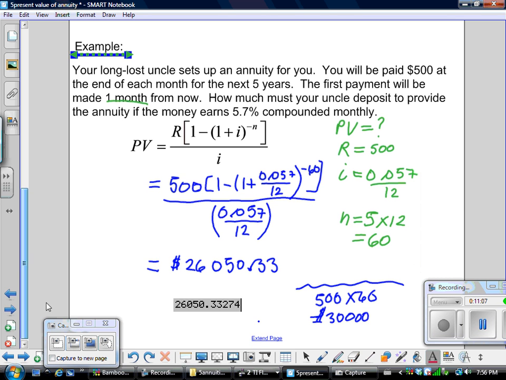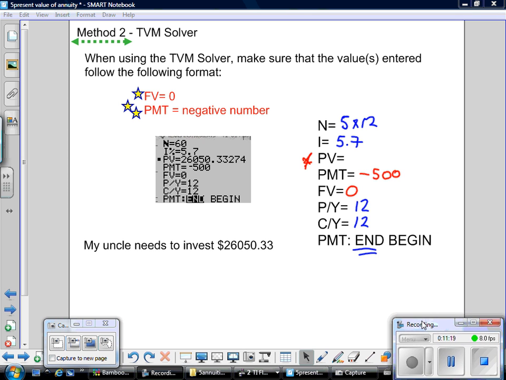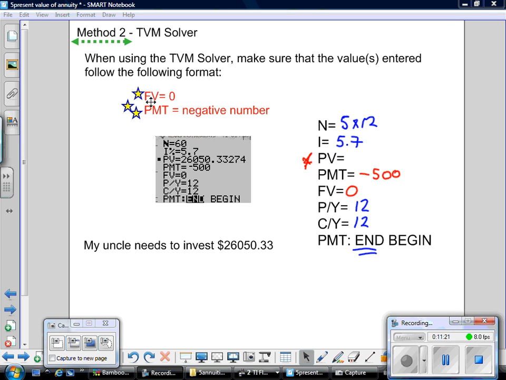Now, let's see, was that the exact same number as before? Well, amazingly, it was. So you can see that either way, either using the formula or the TVM solver, you get this exact same answer. It's just which one causes you the most work. I think the graphing calculator TVM solver is much easier to use. It's faster. It allows you to compare a lot of things.